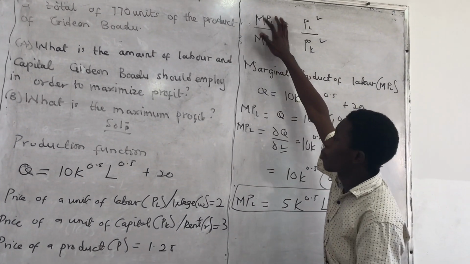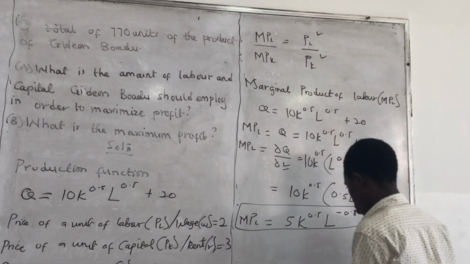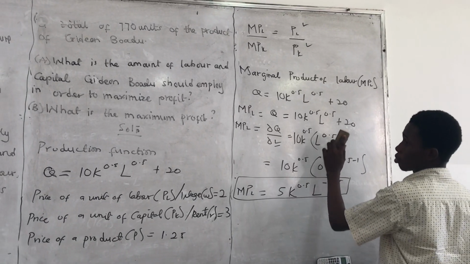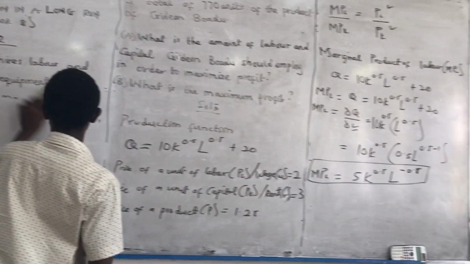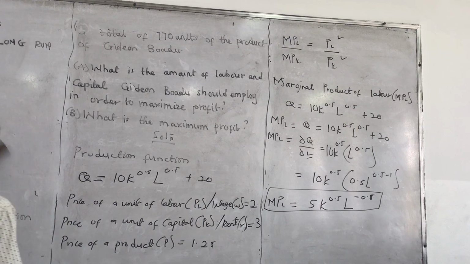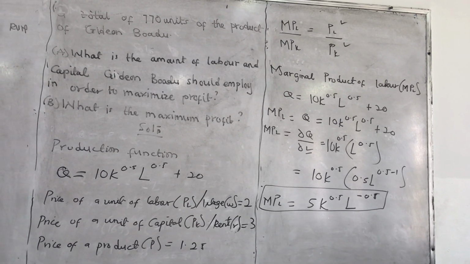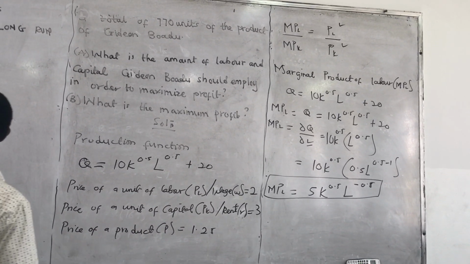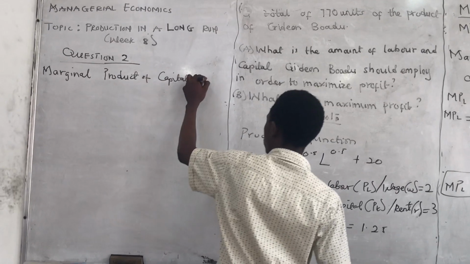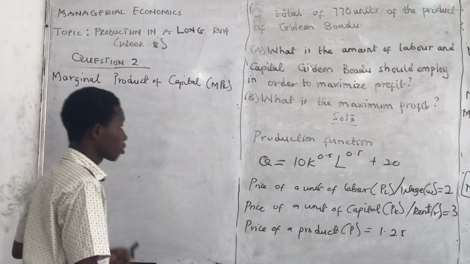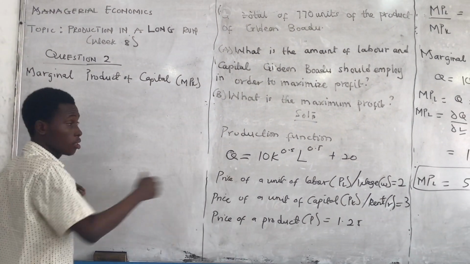So with the marginal product of labor done, we now find the marginal product of capital. We take the same production function, the output function, and differentiate with respect to capital, K. So we have that.